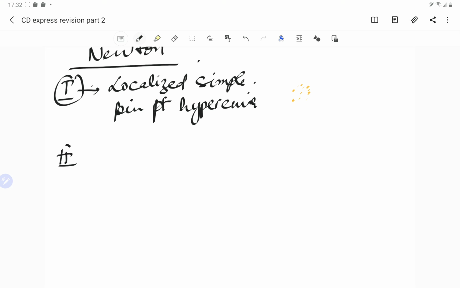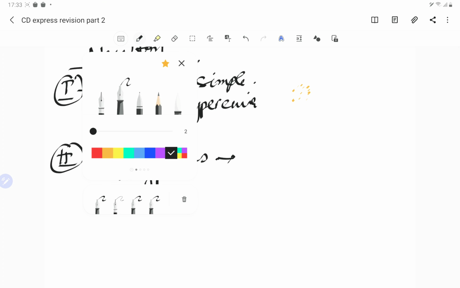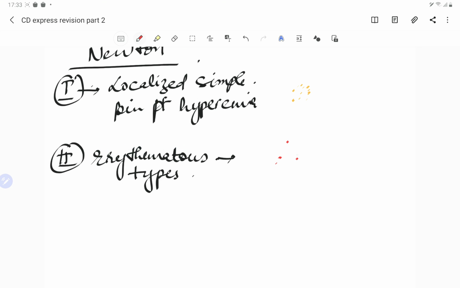Then the second one is the erythematous type. In the erythematous type, as the name suggests, there is going to be redness. So, more diffused erythema is there. You will see that there is more diffused erythema. So, this is a generalized simple type.